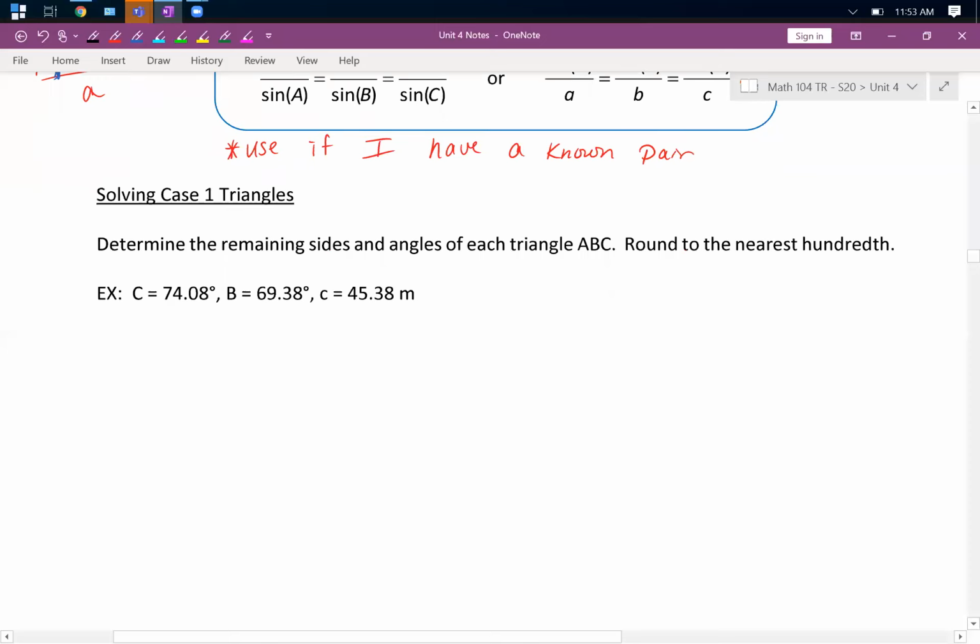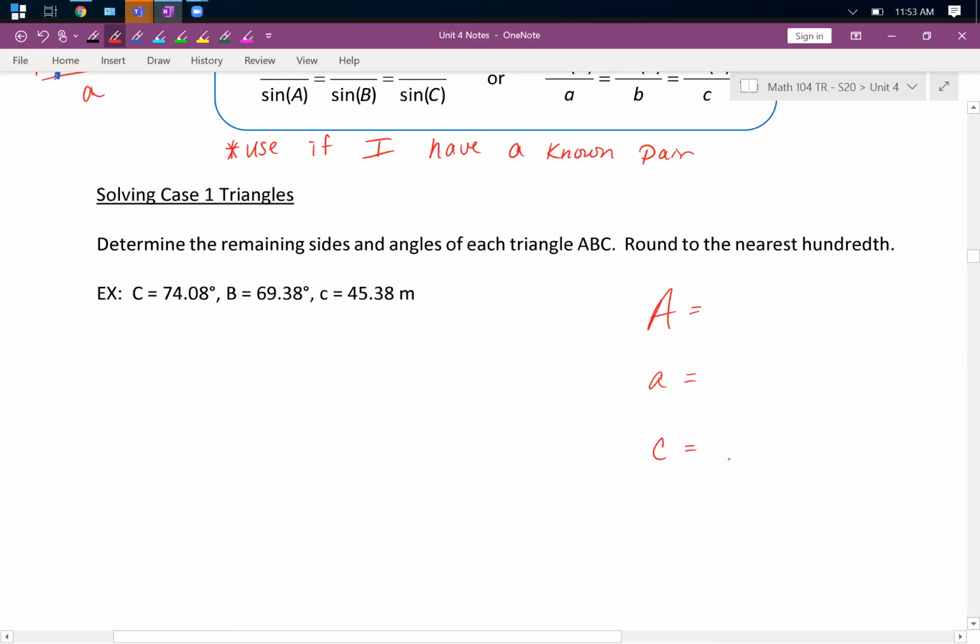We are going to determine the remaining sides and angles of each triangle, rounding our answer to the nearest hundredth. The direction could also be solve the triangle, because that's what that means, just find the rest of the answers. Since I have angle C and side C, I know that law of sines is going to be applicable because there's my known pair. We need to find angle A, side A, and side C.